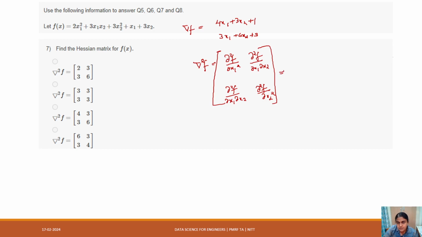Okay, so dou square f by dou x1 square, I'll be getting 4. Dou square f by dou x1 x2 I'll be getting 3 and again 3, and dou square f by dou x2 square, I'll be getting 6. Okay, so the answer is 4336. Answer C. Yeah, most of you have got that answer.